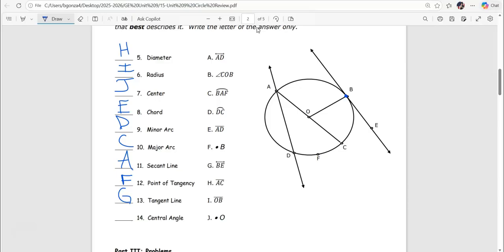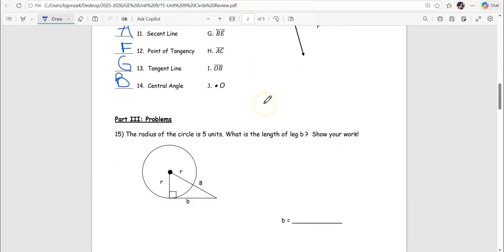And then the central angle has to have O as the middle letter in the central angle. So it could be AOB, or BOA, BOC, or COB. Technically, it could be AOC, COA. That could technically also work, but let's look. COB. That is central angle. Okay.